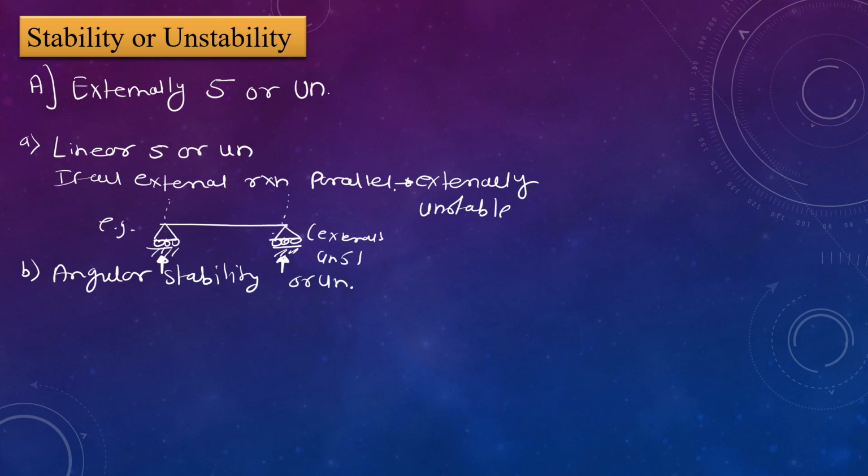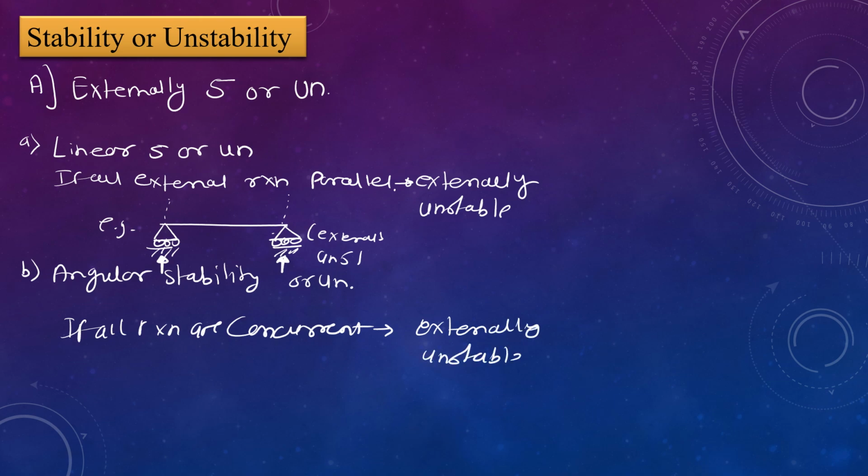Similarly, in case of angular stability or instability, if all reactions are concurrent to each other, then that structure is externally unstable. Concurrent means what? That all reactions meet at a single point, the same point. And if all reactions are concurrent, then that structure is externally unstable.